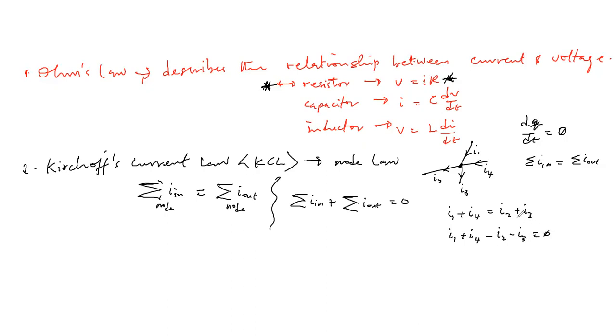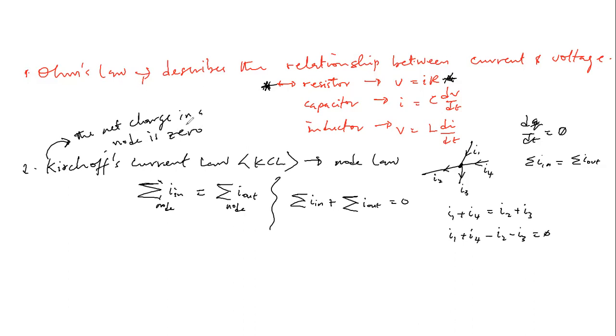This is Kirchhoff's current law. Meaning, the net charge in a node is zero for a lumped circuit element. So here we say the net charge in a node is zero.